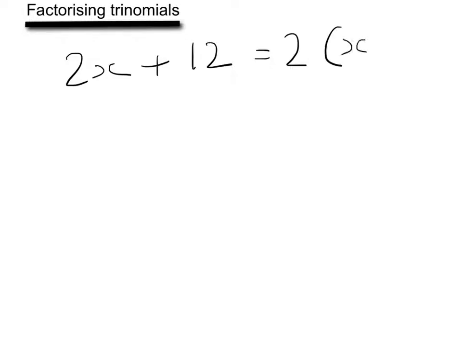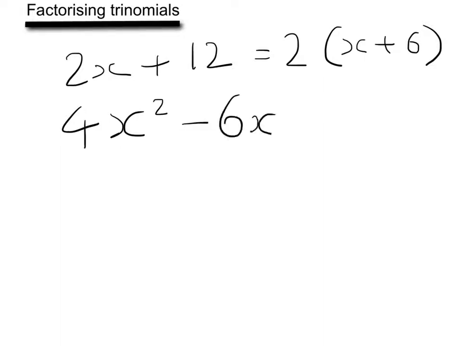Now, the method I like using hinges on you being able to take out a common factor. So by that I mean, if you've got a statement like this, you know you can take out a common factor of 2 and be left with x plus 6 in the brackets. You also need to be able to take out a common factor involving letters. So let's say 4x squared minus 6x there.